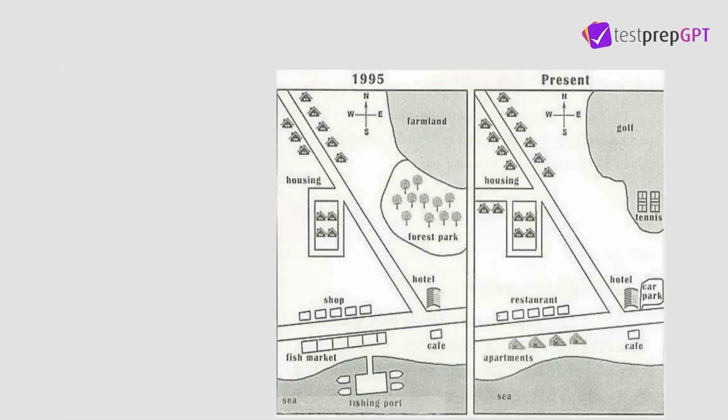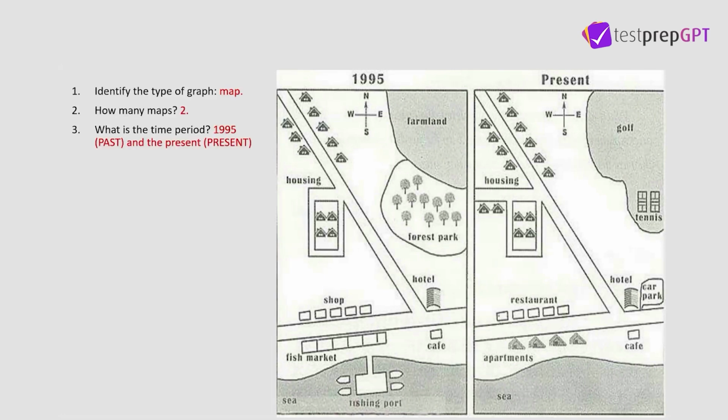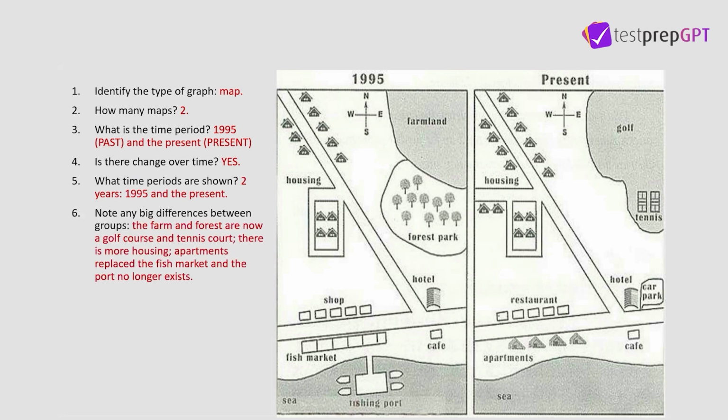Let's take an example. The visual today is a map. There are two time periods, 1995 and the present time. Is there a change over time? Yes, a lot of change. 1995 and the present. What are the big differences that we note?